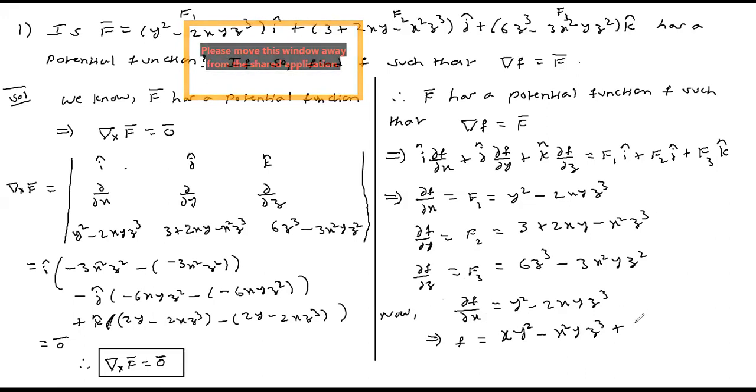In terms of x and z, because you are differentiating with respect to x here, y and z can also be treated as constant. So it is not necessarily just an arbitrary constant, it can be an arbitrary function also. Okay, so our aim is to find out f.